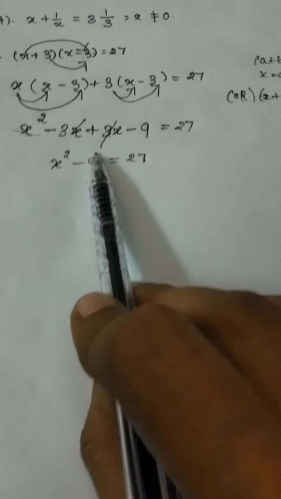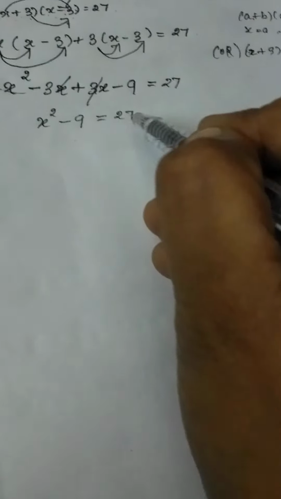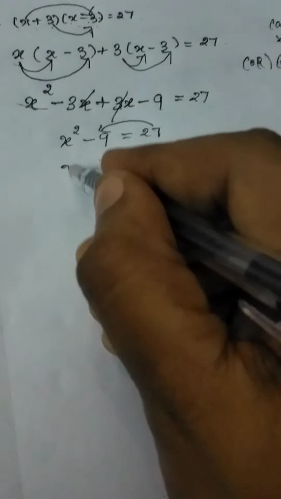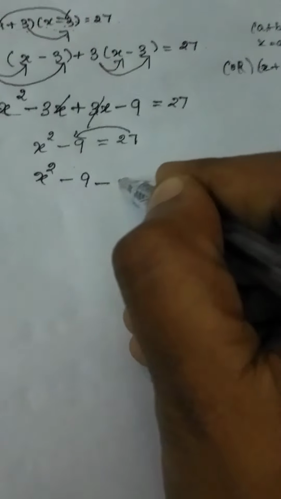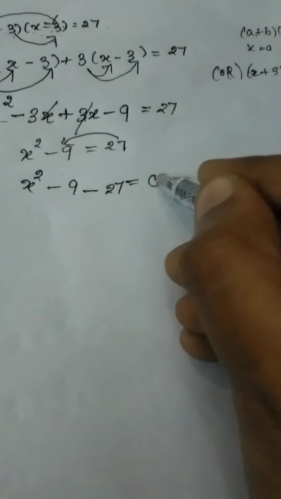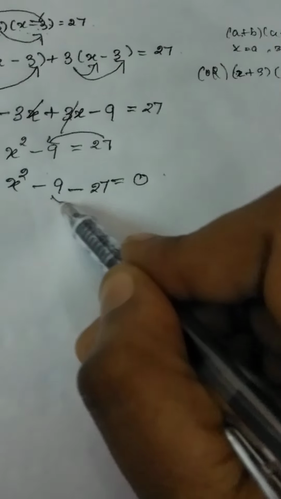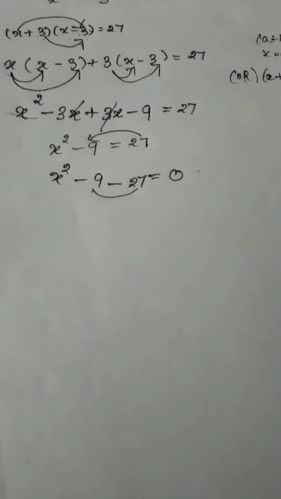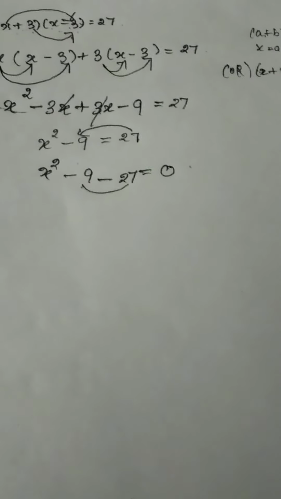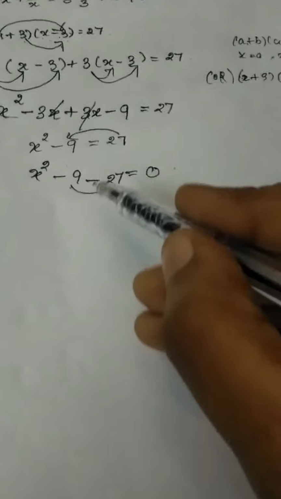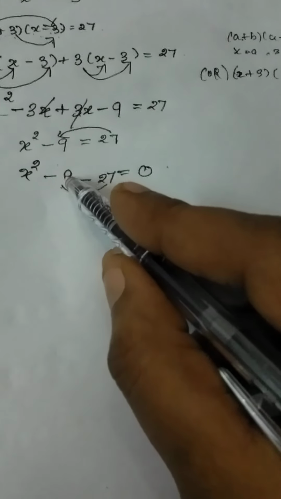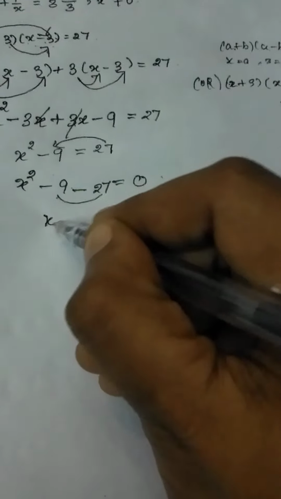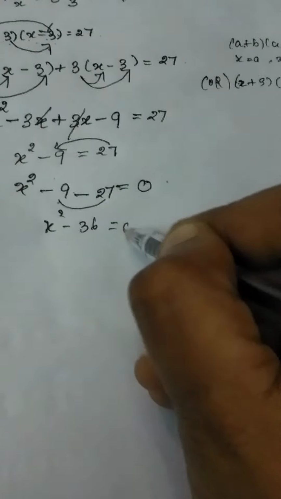Then after you get this step, you have to transpose everything to one side. So just transpose this 27 to this side. So plus 27 will become minus 27 is equal to 0. And what about these two numbers, or negative numbers? If two numbers are negative, we want to add. If two numbers are positive also, we want to add. So here two numbers are negative, I am going to add, and this 27 plus 9 is nothing but 36. So x square minus 36 is equal to 0.